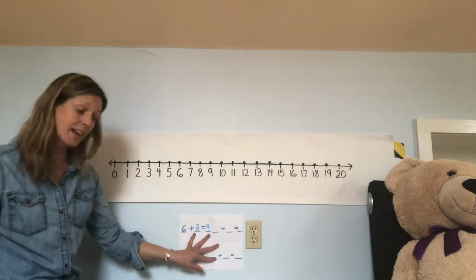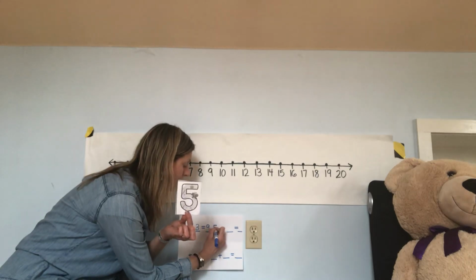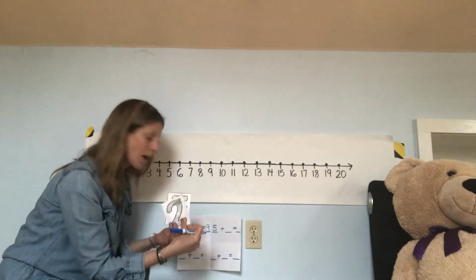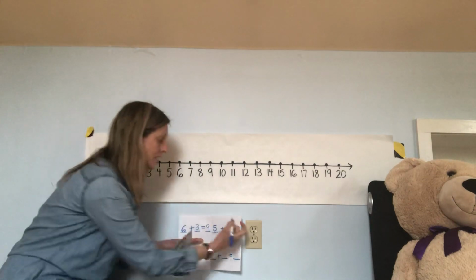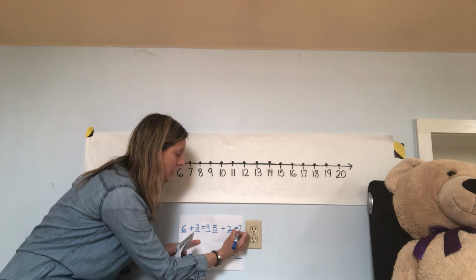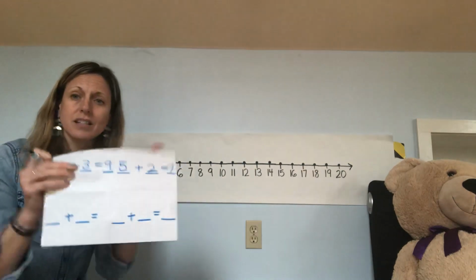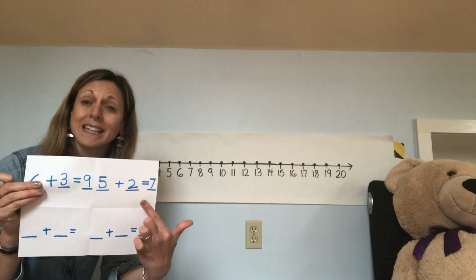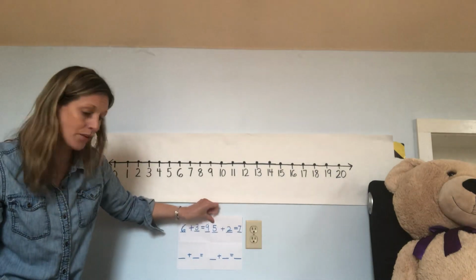So now we're going to write that number sentence. Well, first it was 5 plus 2 frog hops forward, and that made the frog land on 7. So my second number sentence looks like this. 5 plus 2 equals 7. Ooh, you're good at this. Let's try another one.